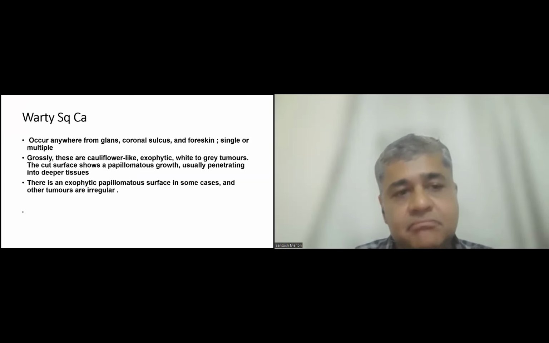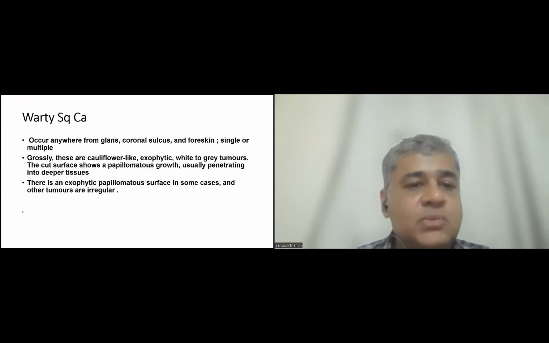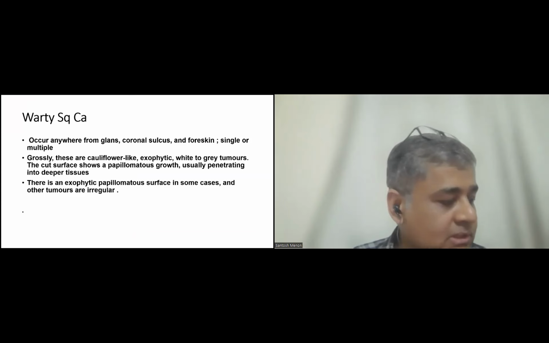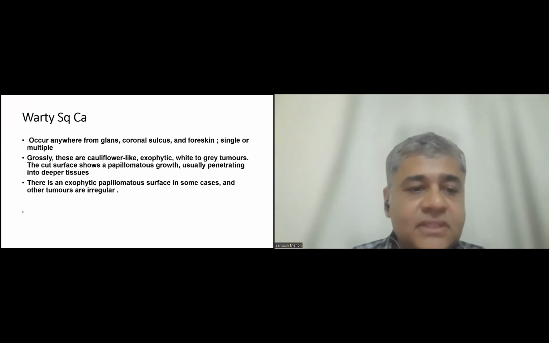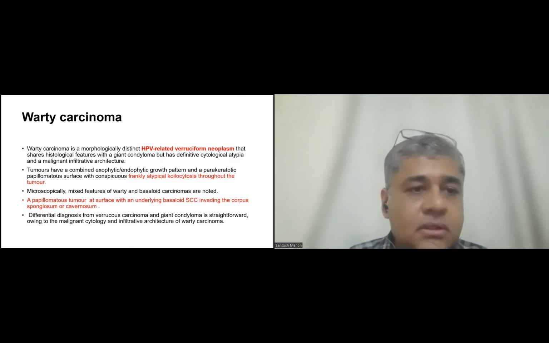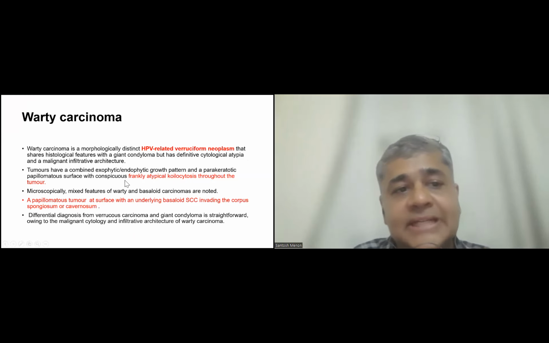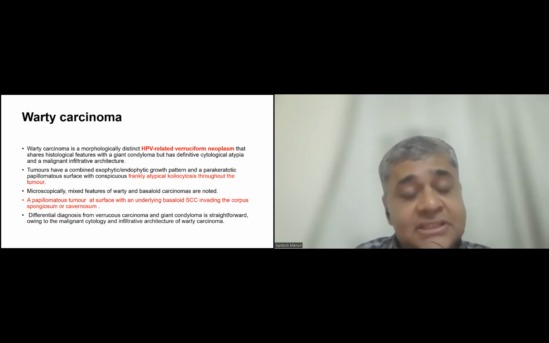The next is the warty squamous carcinoma, which is again HPV associated. They can occur anywhere from the glans, coronal sulcus, or the foreskin. But these are more cauliflower-like and exophytic, and on gross, sometimes it's very difficult to distinguish them from verrucous tumors or other tumors. Warty carcinomas, the important thing to distinguish from other condylomatous tumors is that there are frankly atypical koilocytes throughout the tumor. So that's important.